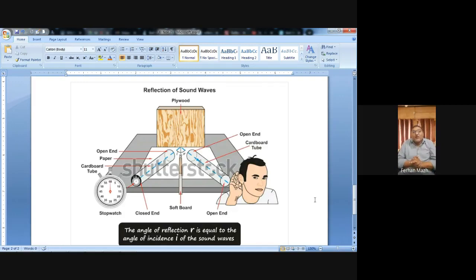Do you understand now what an echo is? Yes, sir. Okay. This is very important from the exam point of view. When you practice your papers, you will see that sometimes this experiment comes in the ATP paper, and sometimes even in the theory paper, where you have to describe an experiment which shows that sound waves are reflected.